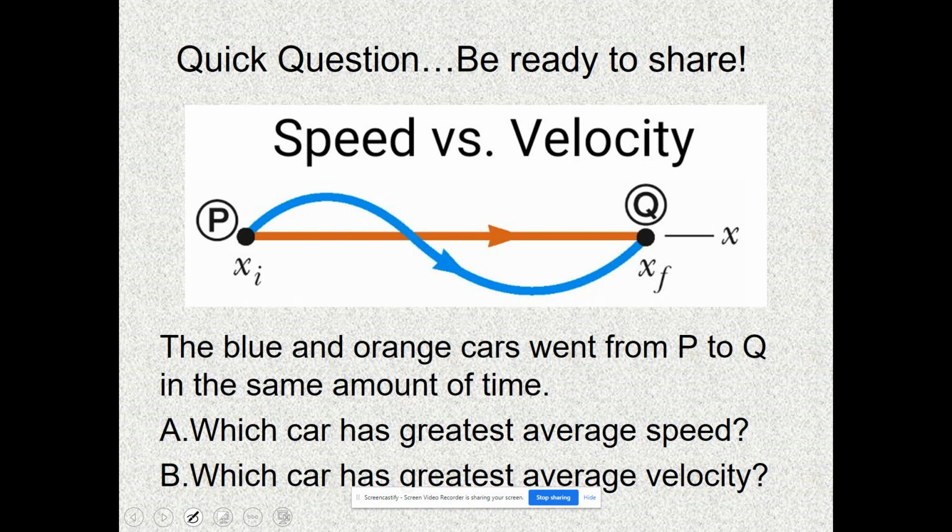Okay, here's a quick question. You might want to write down those formulas. Speed is distance over time, and velocity is the change in displacement over time. If we have those formulas up there, it's easy to see that the one with the bigger distance is going to have the greater speed. It looks like the blue car's path is a bigger number than the orange path, so the blue car has a greater speed.